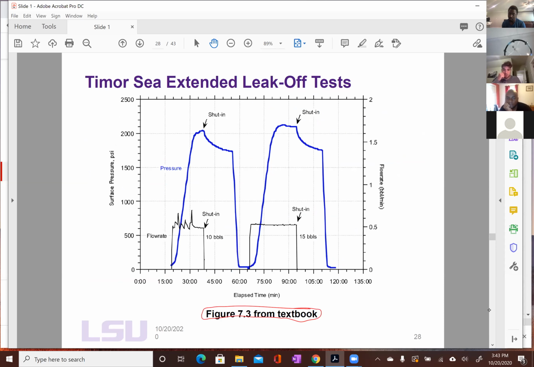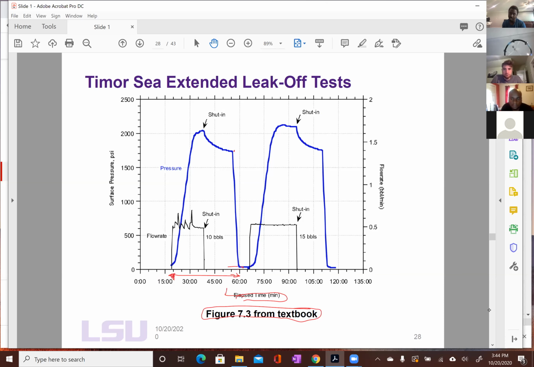Oh, this is an example. Actually, 2 examples of leak-off test on the same well. One was shorter than the other. Did anyone calculate this time interval in days? This is minutes. 60 minus, let's just assume it's 15. 60 minus 15, 45 minutes. So it's actually very fast. So in 45 minutes, you're already here and you're done.